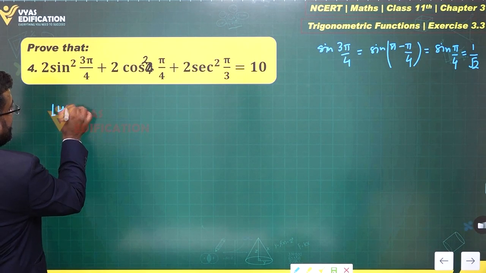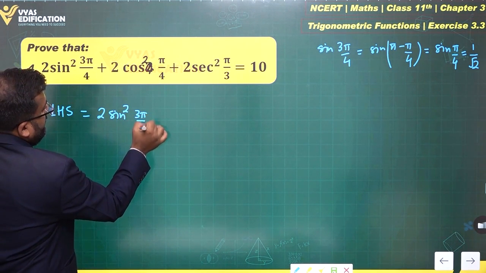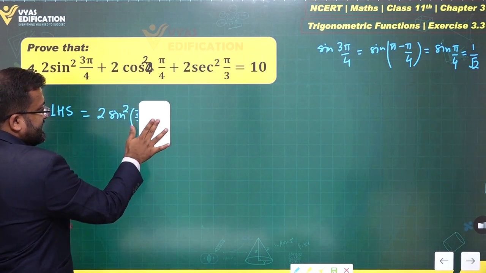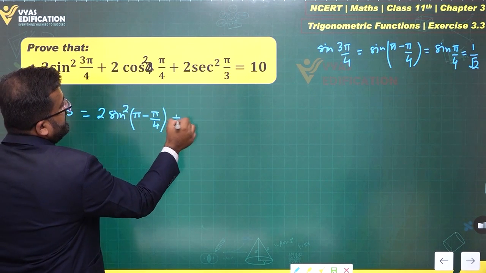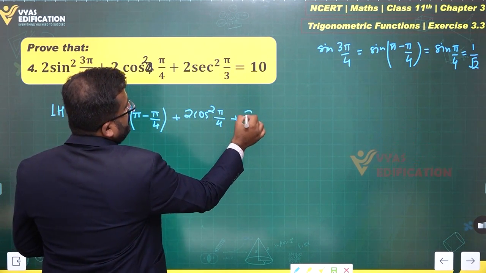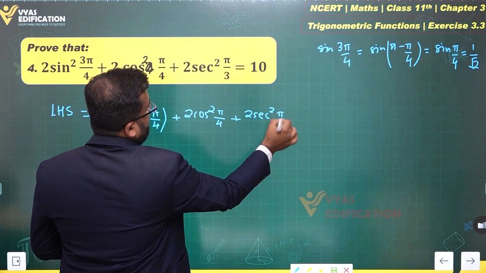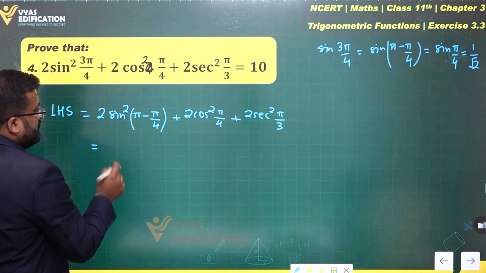So LHS is 2 sine square 3 pi by 4, or I can write it as 2 sine square of pi minus pi by 4 plus 2 cos square pi by 4 plus 2 sec square pi by 3. Take care of this correction. Okay, so what do we need further?